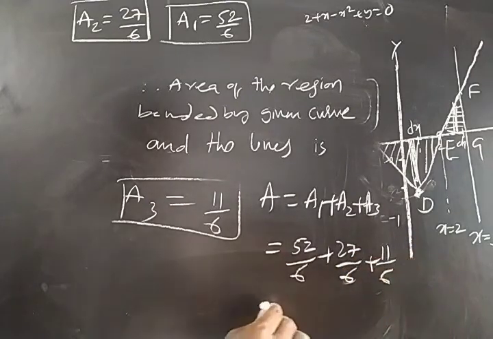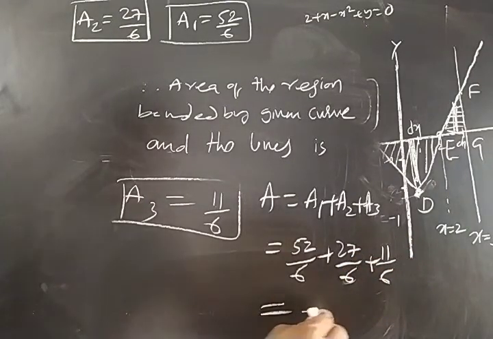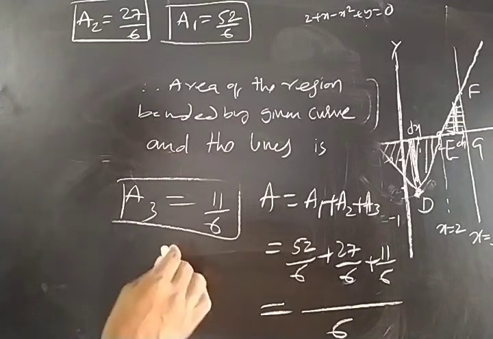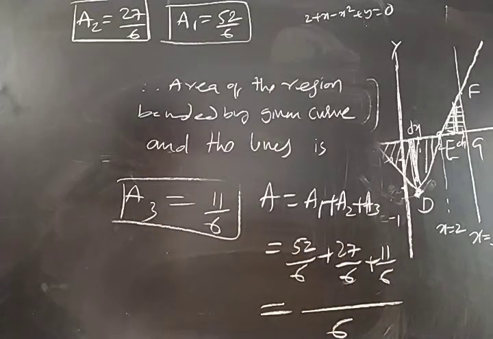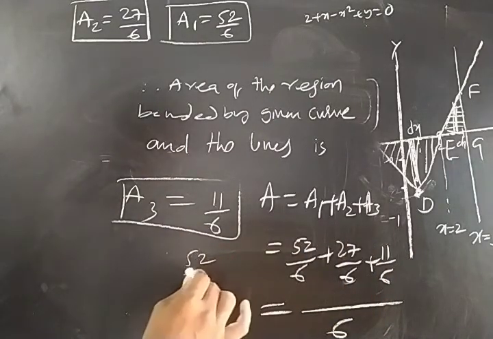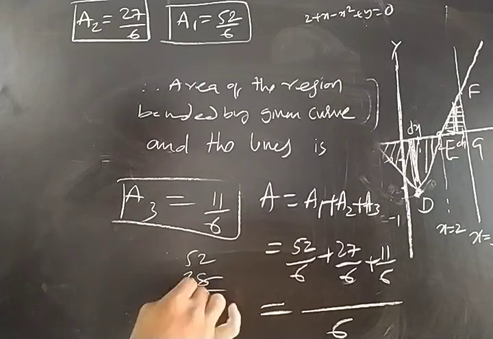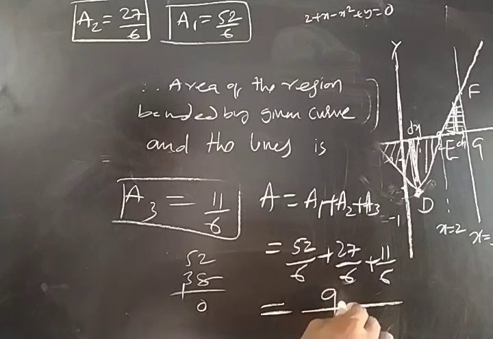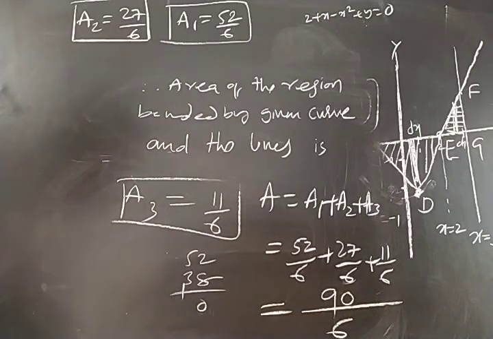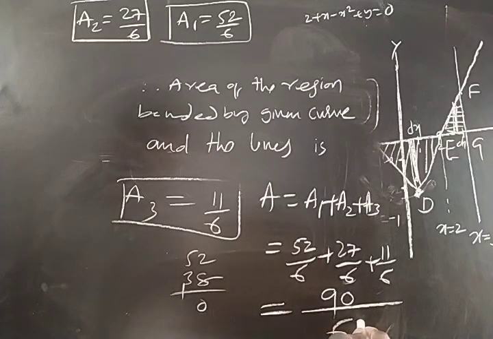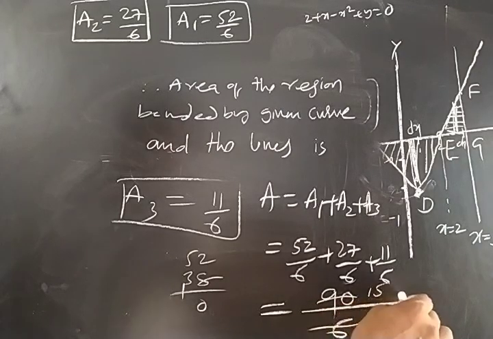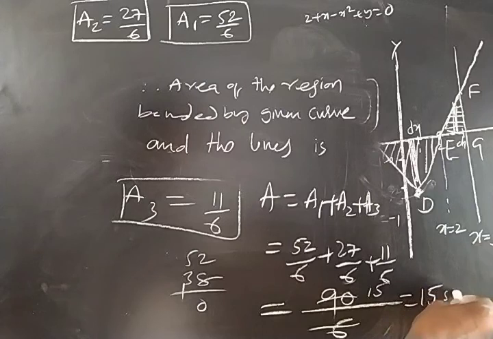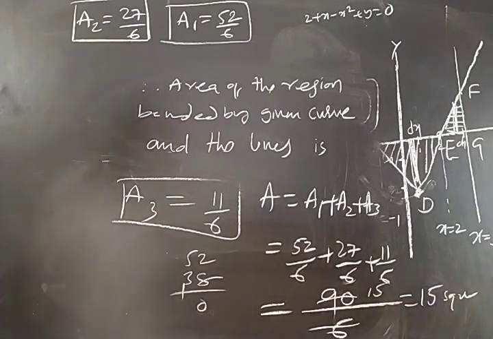So 6 is the LCM. 11 plus 27, 38, plus 52, 90. 90 by 6 is the required area. By simplifying here, 6 times 15 is 90, so 15 square units. 15 square units is the required area bounded by the given curves and the lines.